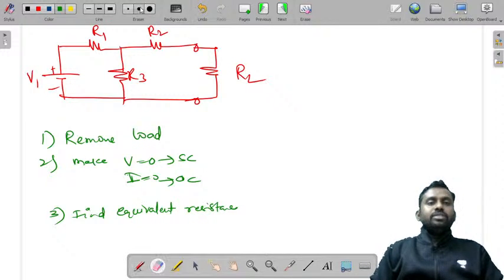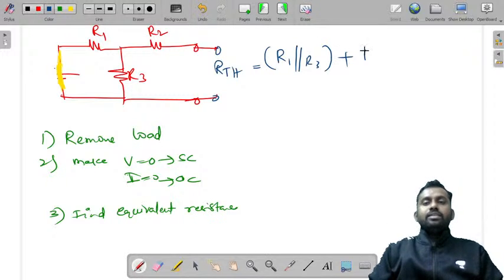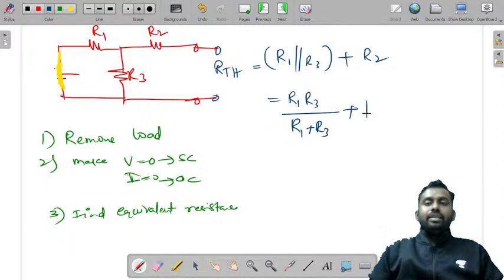So that means you just have to remove this resistance and make this voltage source 0. So you won't have this voltage value. So what is the value of RTH now? This becomes RTH, which is equal to R1 in parallel with R3, plus R2. That is R1 R3 by R1 plus R3, plus R2. So this is how you'll find RTH.